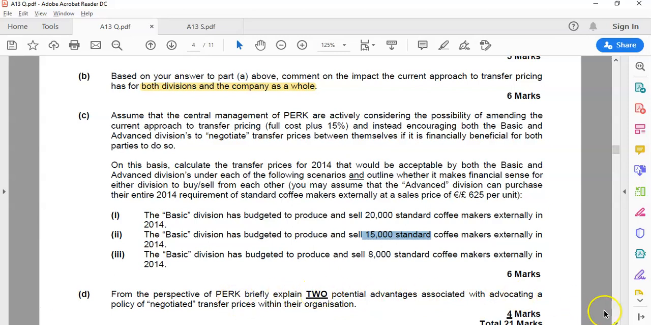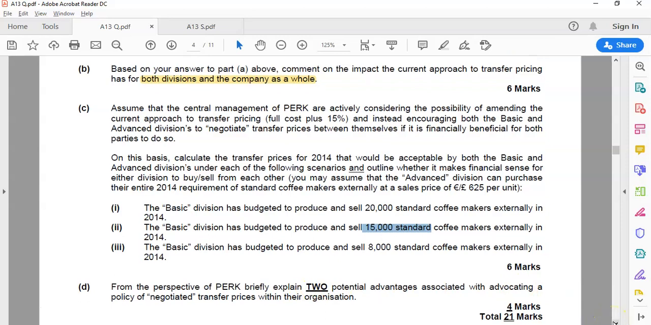2 potential advantages with advocating a policy of negotiated transfer pricing. Right. Well, the first thing about negotiated transfer pricing is you're probably going to get a fair reflection of value in a transfer price. If you allow the parties to negotiate between themselves, they're probably going to come to a better conclusion than if you mandate that from head office. So you may come with a better overall or fair allocation of profits with negotiated transfer price.